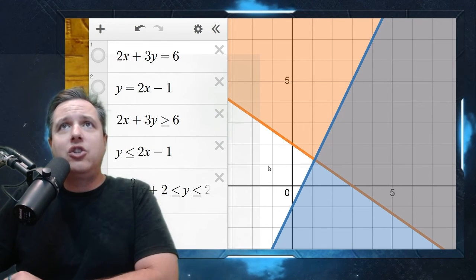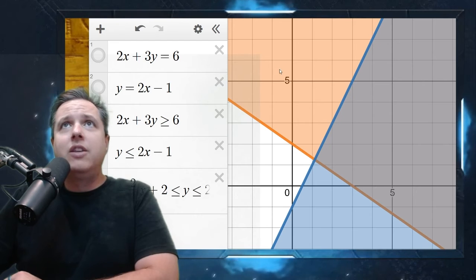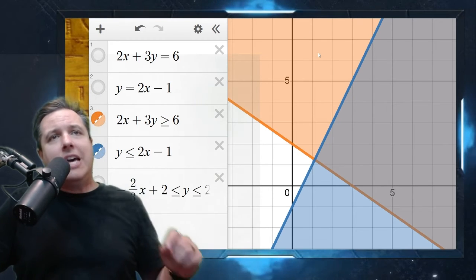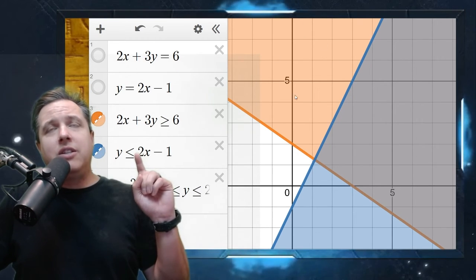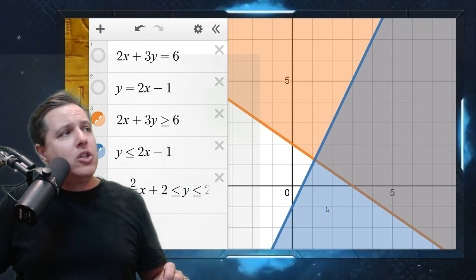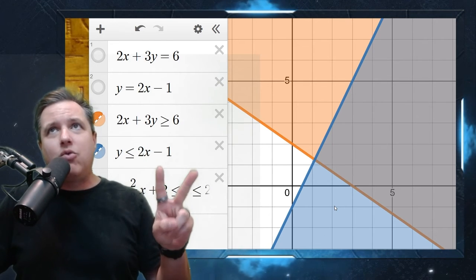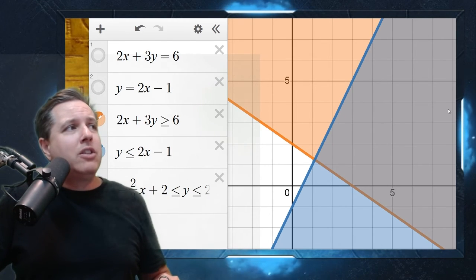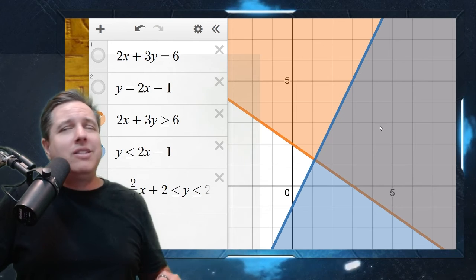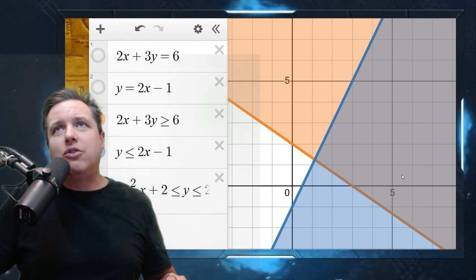Over here, this isn't shaded at all, so that doesn't satisfy any of the inequalities. This over here is orange, so this region is the solutions that satisfy just the first inequality. Down here, we're just blue, so that's the region that just satisfies the second inequality. And if you look over here, it's been shaded both times. So this is actually the area we want to shade. This is actually representing our solutions.